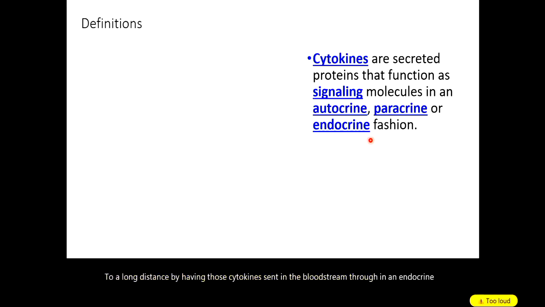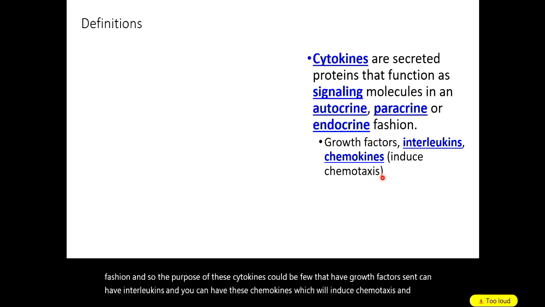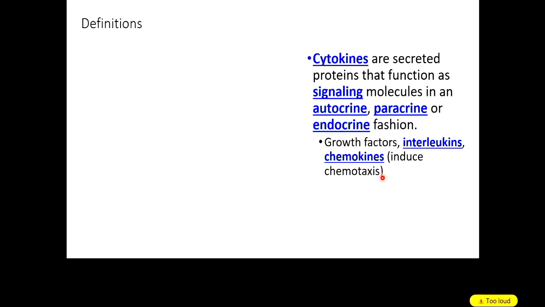And so the purpose of these cytokines could be few. You could have growth factors sent, you can have interleukins, and you can have these chemokines which will induce chemotaxis. And what we mean by chemotaxis is that when a signal is sent out, other cells are going to show up at the desired region. So it's kind of like shooting out a flare, right? And then people know where you are and they can come and rescue you. Similarly, these cytokines can help in chemotaxis.